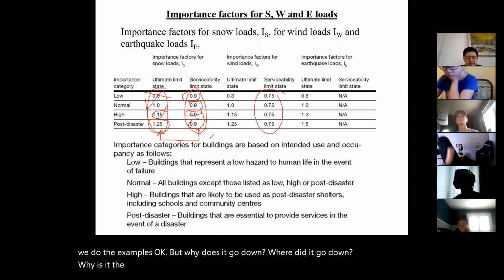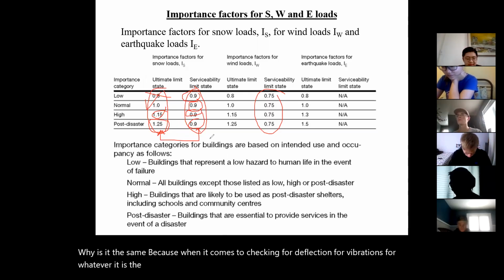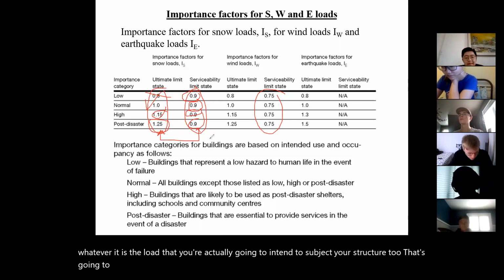Because it's basically just your specified load. Okay, your specified load is what you're going to be using to check serviceability, and you're going to see this in the example we're going to be doing for both wood and steel. So it'll be a little clearer when we do the example. Because when it comes to checking for deflection, for vibrations, for whatever, it's the load that you actually intend to subject your structure to that's going to govern how much it is going to deflect under that load.